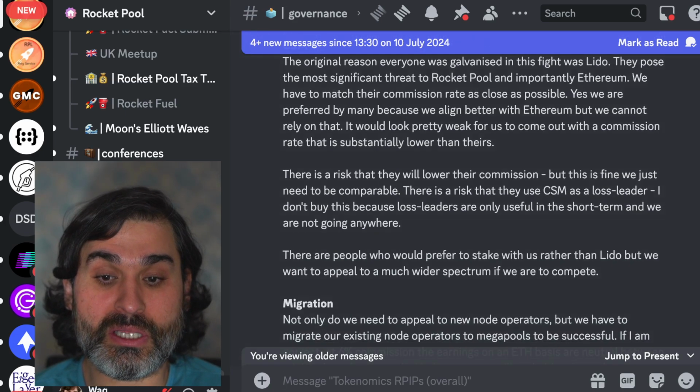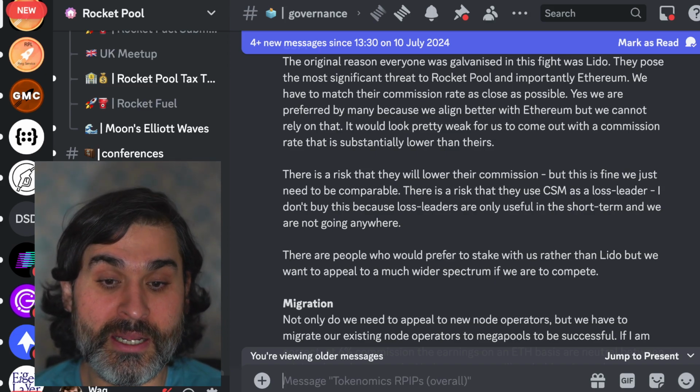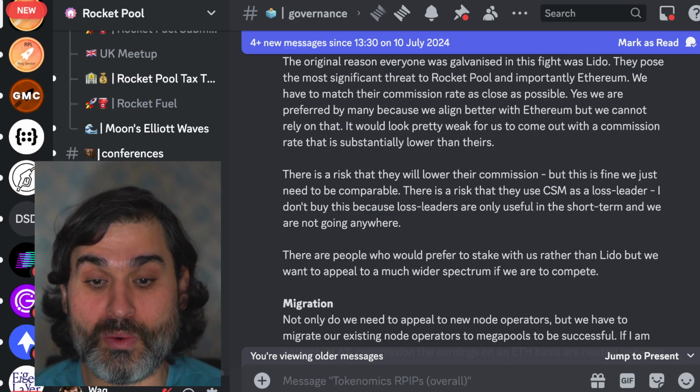He says there is a risk they will lower their commission, but this is fine. We just need to be comparable. There is a risk that they use CSM as a loss leader. I don't buy this because loss leaders are only useful in the short term, and we are not going anywhere.